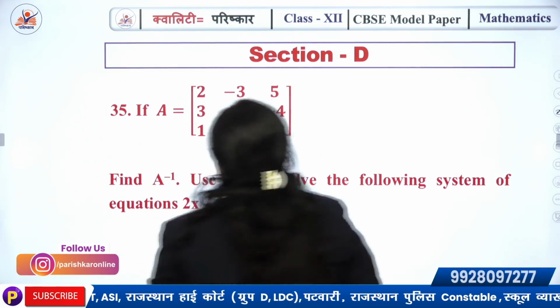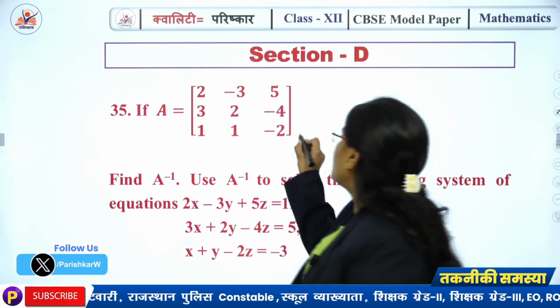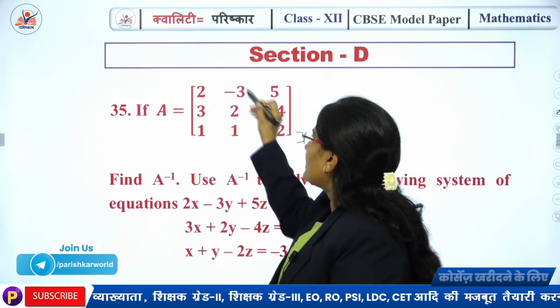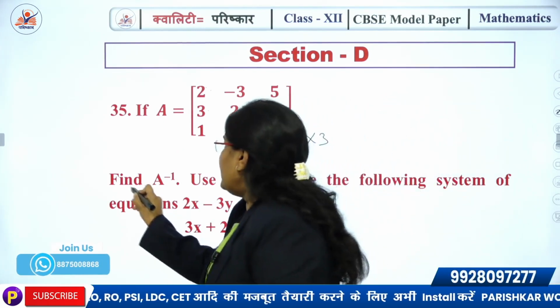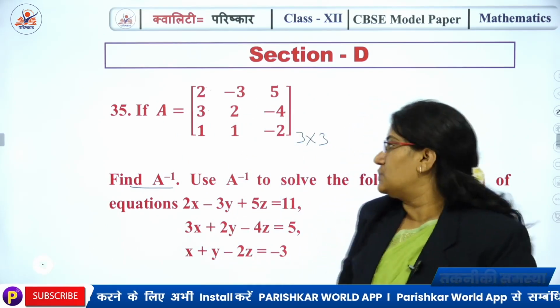Now let's come to the next question, question number 35. Students, here a matrix of 3 by 3 is given. That means A equals [2, 3, 1; -3, 2, 1; 5, -4, -2]. And the question is to find A inverse. We have to find the value of A inverse from this matrix.